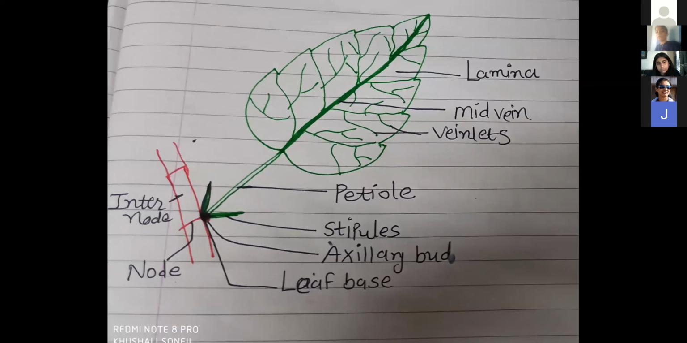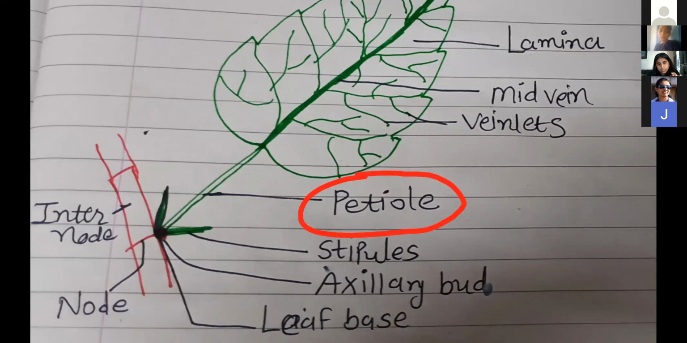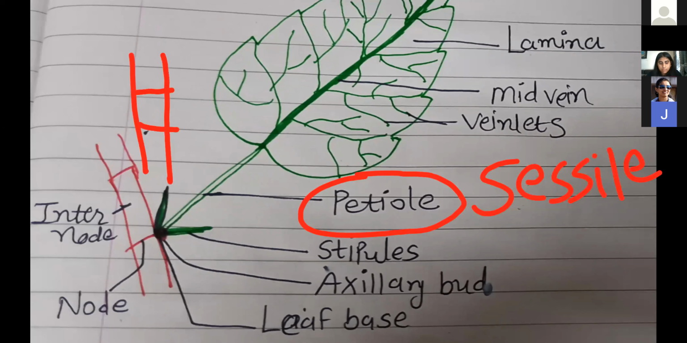Now the next part of the leaf that we call petiole, which is the stalk of the leaf. Now, in some leaves, petiole is absent. If petiole is absent, we call sessile leaf. If stalk is not present, meaning this is the stem axis, and directly on the stem axis like this, the leaf arises. Here stalk is absent, so we call this leaf sessile.